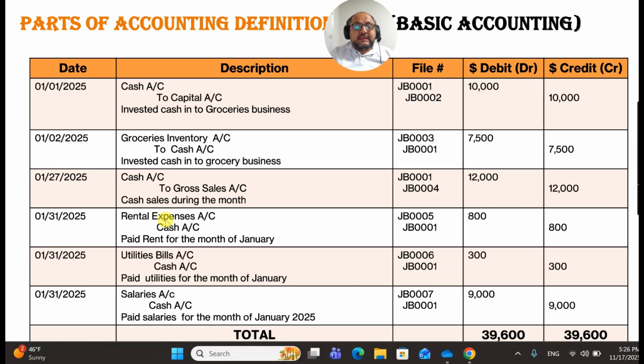Number 4. Here, again, remember these all are expenses. Rent is an expense, utility bill is an expense, salaries are an expense. Always remember, an increase in expense is recorded as debit, which means it comes to me, and a decrease goes from me, which is credit. Plus, minus, plus, minus, plus, minus, plus, minus.